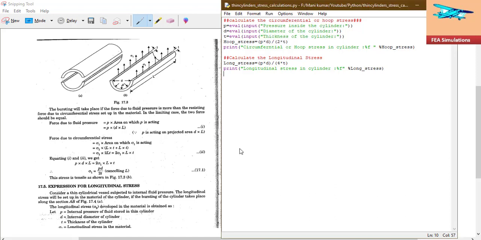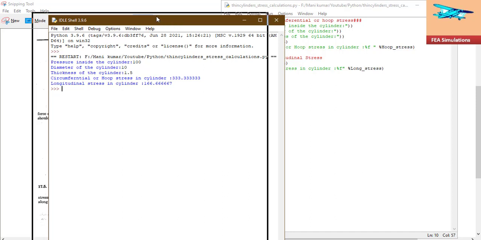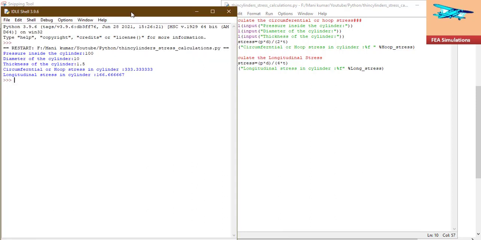Okay, save. Just give values. Pressure inside the cylinder 100 pascals. Diameter of the cylinder 10 mm. Thickness of the cylinder 1.5 mm. See, circumferential or hoop stress in cylinder is 333.3 megapascal, and our longitudinal stress in cylinder is 166. That is half of the circumferential stress.